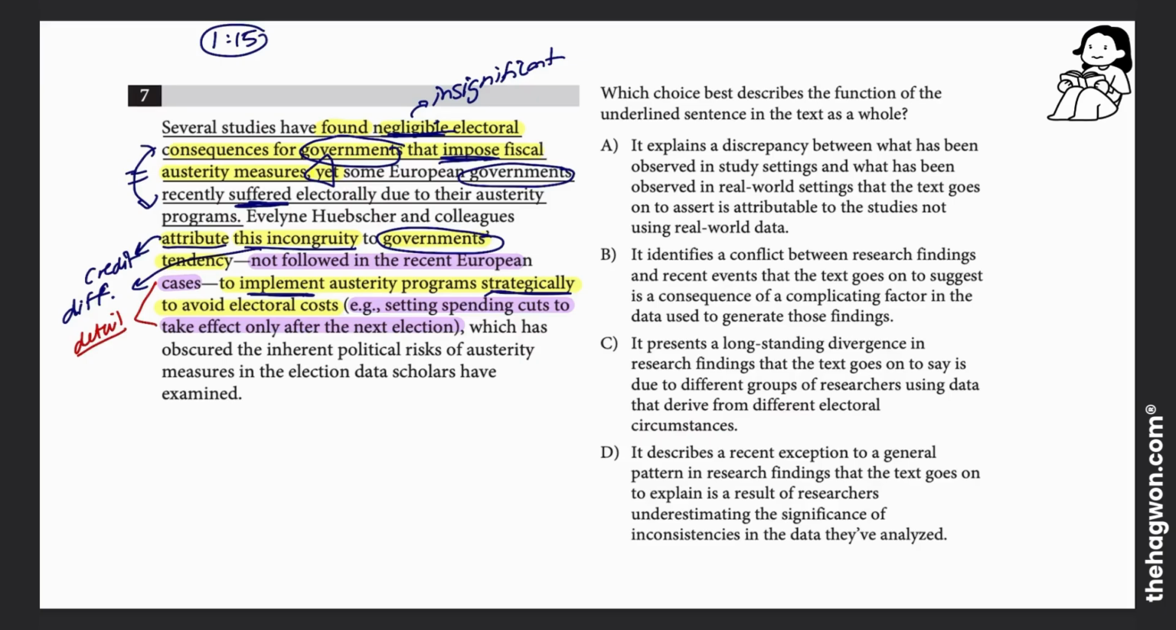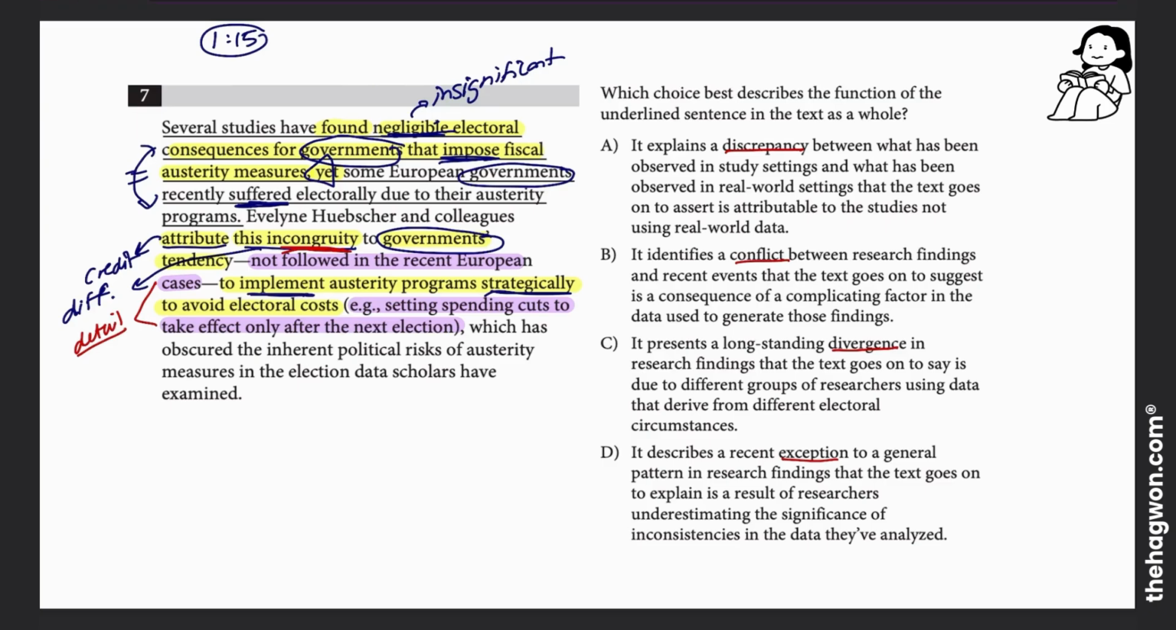So I've just done that. I'm going to go look at the answer choices now. First thing I notice, I'm going to skim through all 4 answer choices. I noticed that all 4 answer choices in the first lines use the word discrepancy, conflict, divergence, exception. So what this tells me, these are all synonyms for incongruity. So just based on the first sentence, I'm not going to be able to eliminate any answer choices. I'm going to actually have to read all 4 answer choices. So let's start with answer choice A.